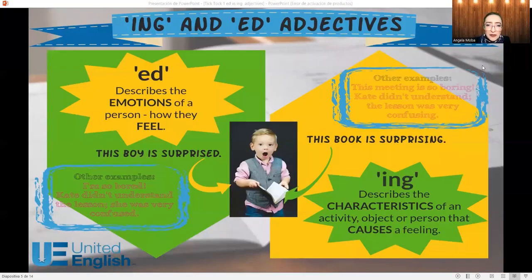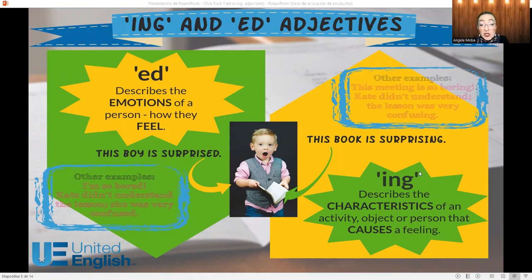Maybe, for example, you have something else. It describes the emotion of a person, how they feel. For example, this boy is surprised. Other examples, I'm so bored. Kate didn't understand the lesson. She was very confused. I'm talking about the feelings of these people.